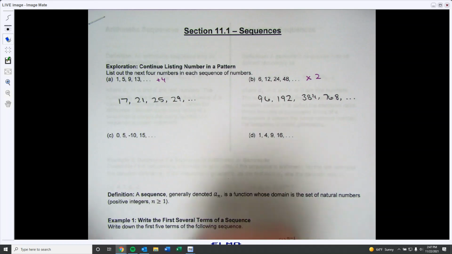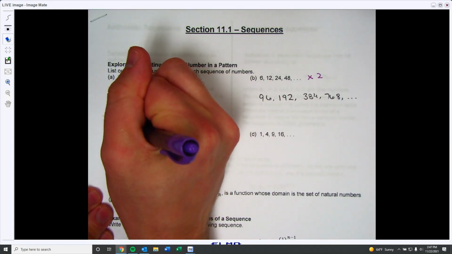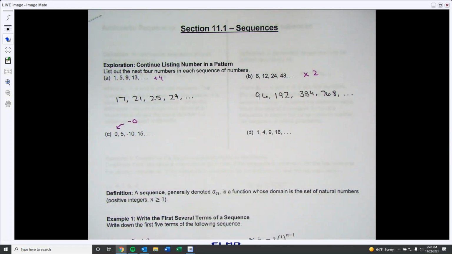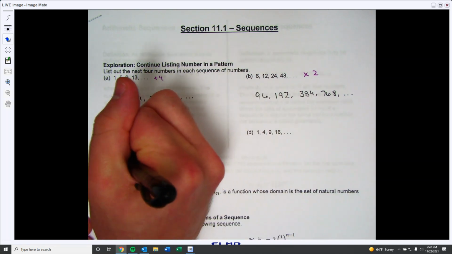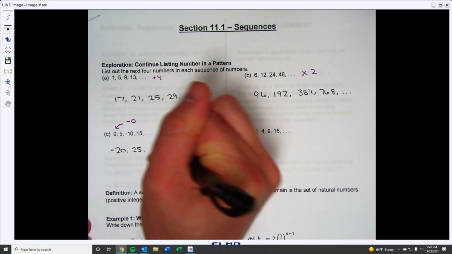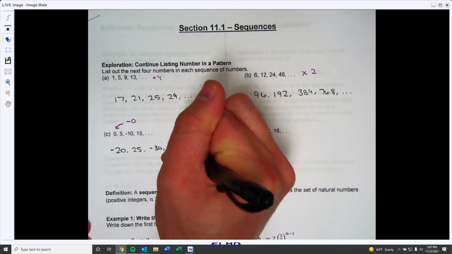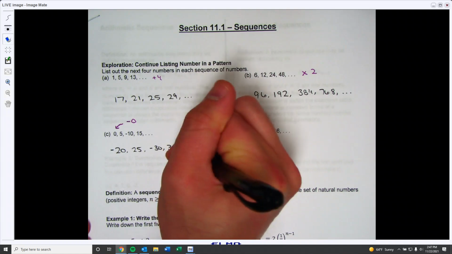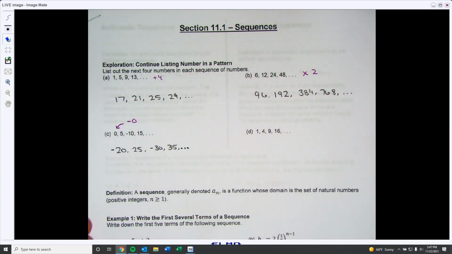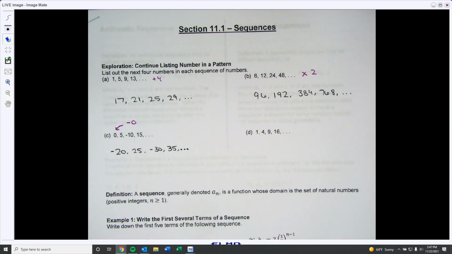Well, if I take into account that 0 could kind of be rewritten as negative 0, I see that we're alternating between negatives and positives. So knowing that, I could have negative 20, and then 25, and then negative 30, and then 35, and that is my pattern. My numbers are increasing by 5, and then I'm alternating between positive and negative.